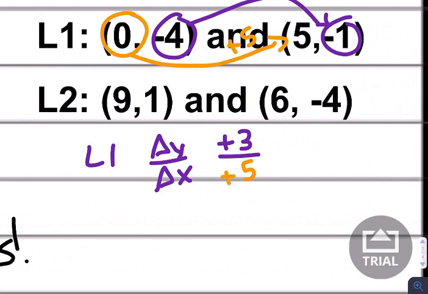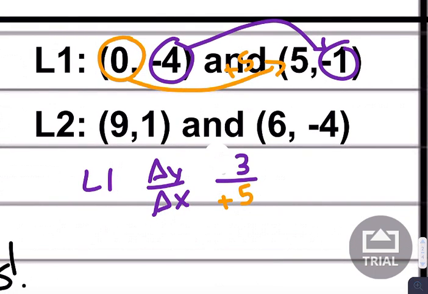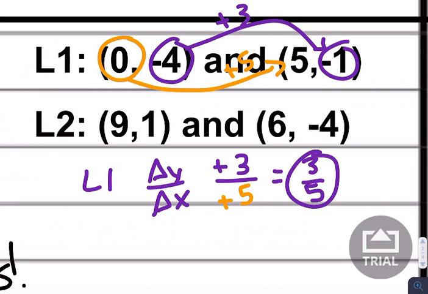Hold on. That should be a -3. Yeah, because no, it's +3. Sorry about that. -4 to -1 should be a +3 increase. 0 to 5 is +5 increase. So in the end, we just have a 3/5 slope.